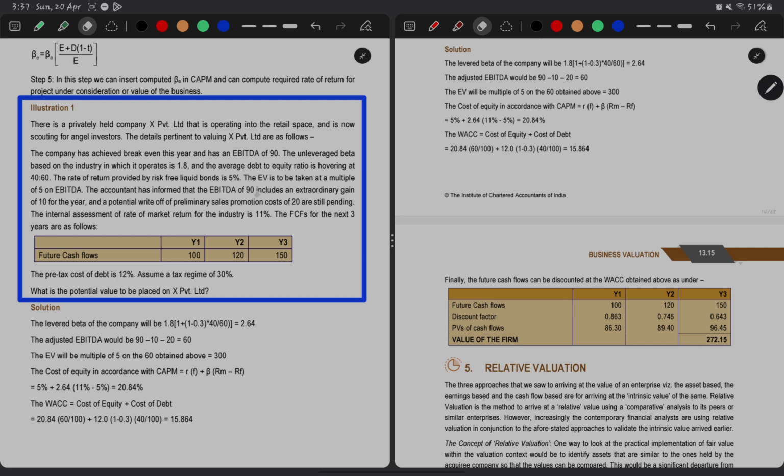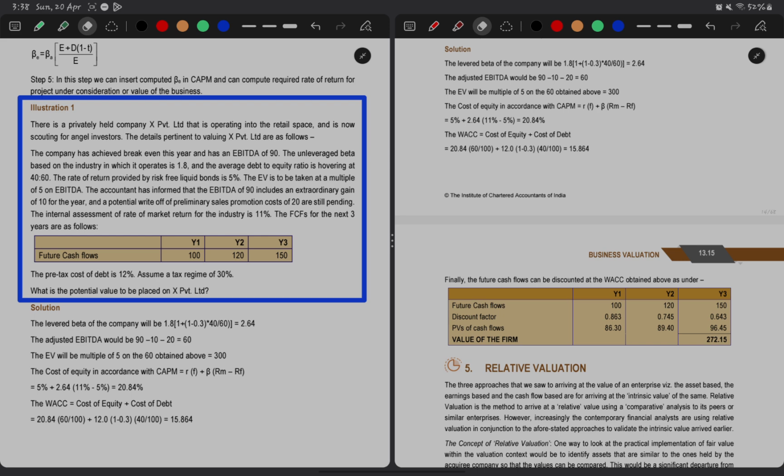So what is this EV? EV is nothing but the enterprise value of a firm, and it is taken to be a multiple of 5 on EBITDA, they are telling. Enterprise value is the total value of the business, which includes debt also, and excludes the cash element. Now this method assumes that businesses in the same industry sell for a similar multiple of EBITDA. So that's the assumption.